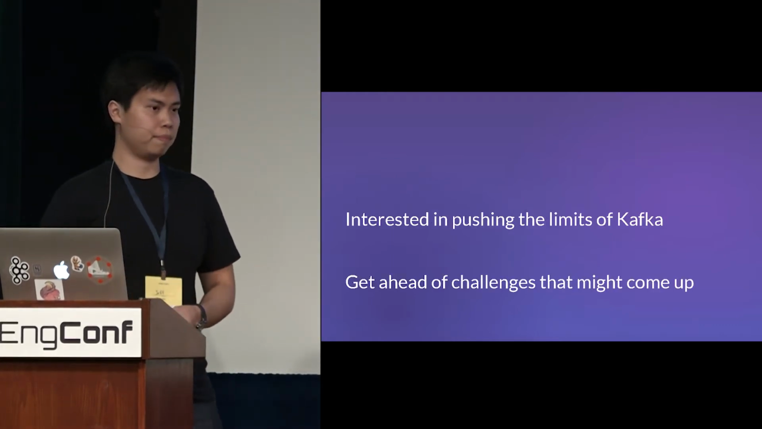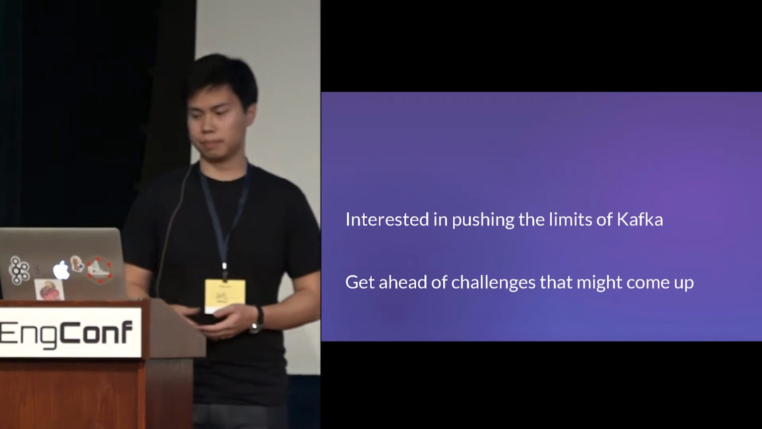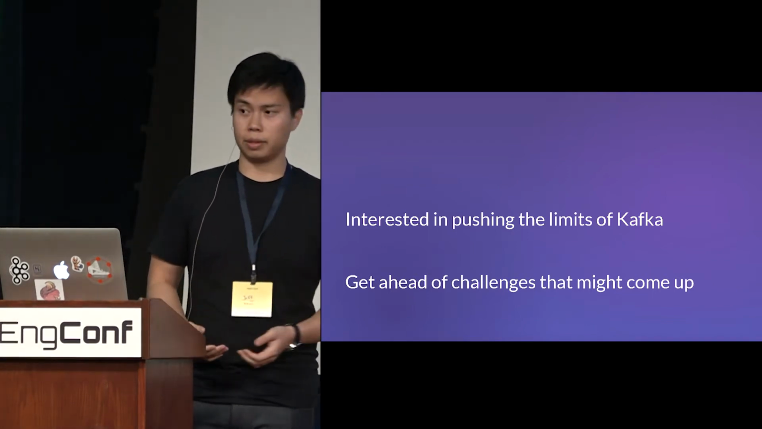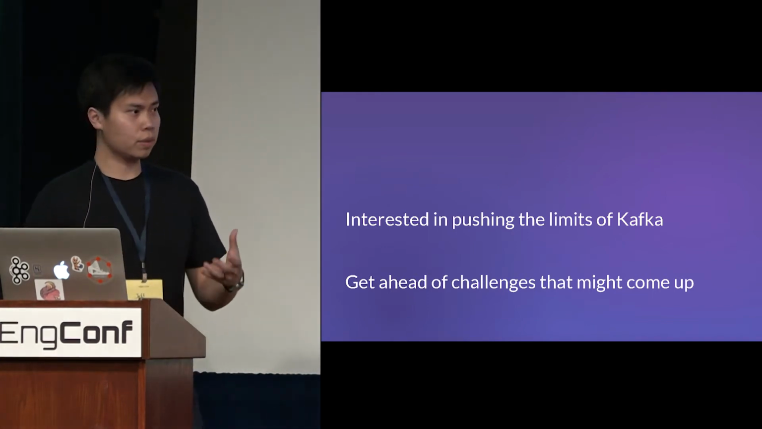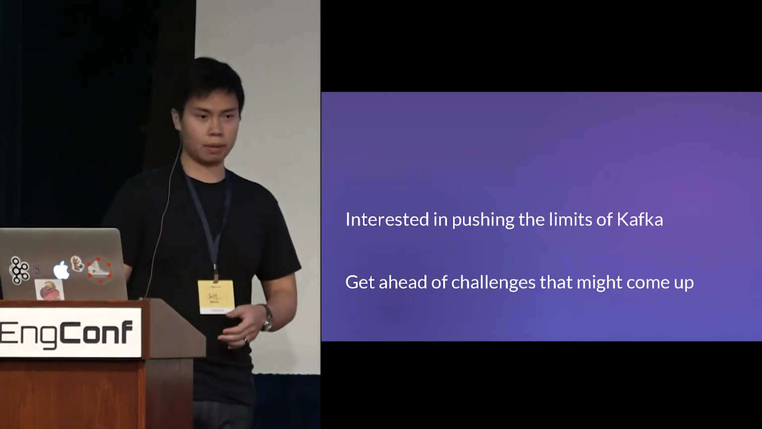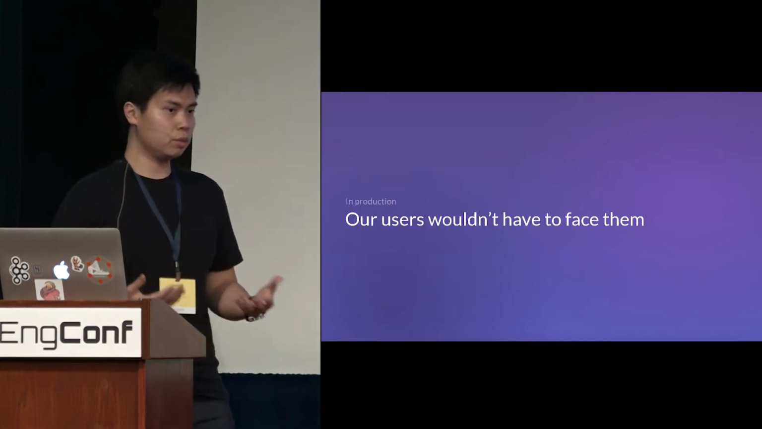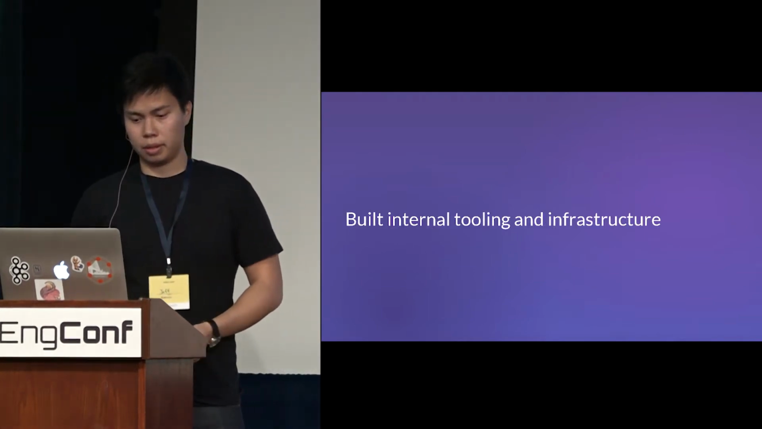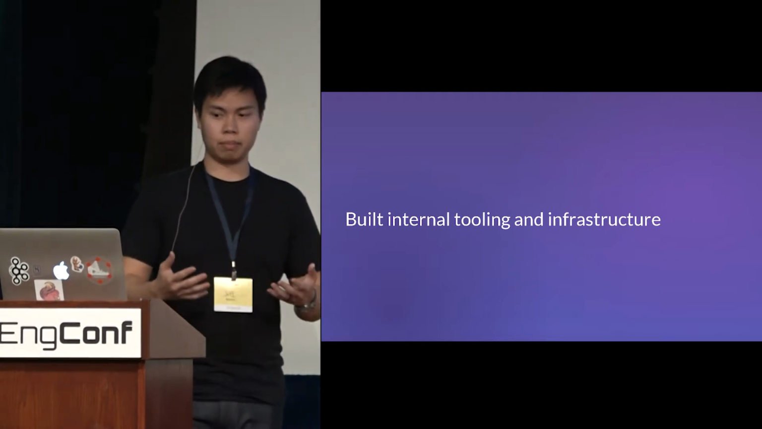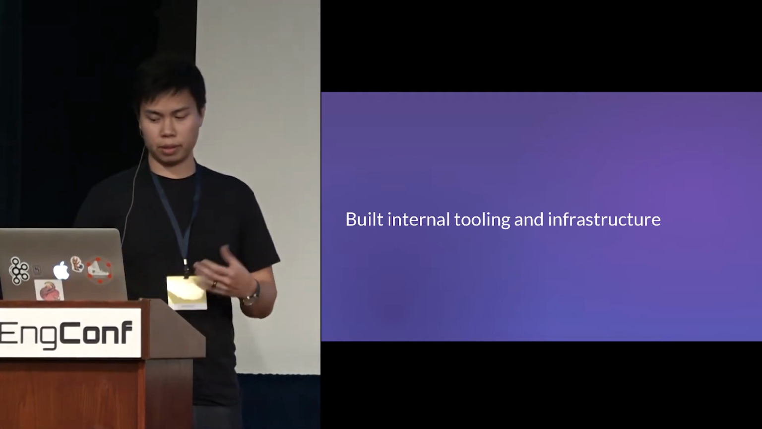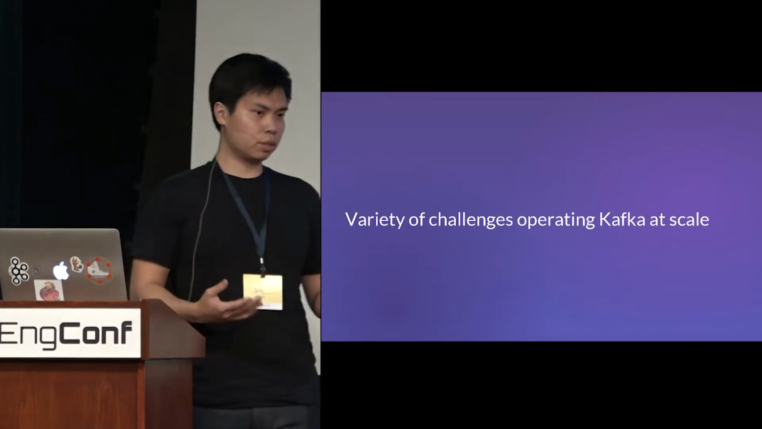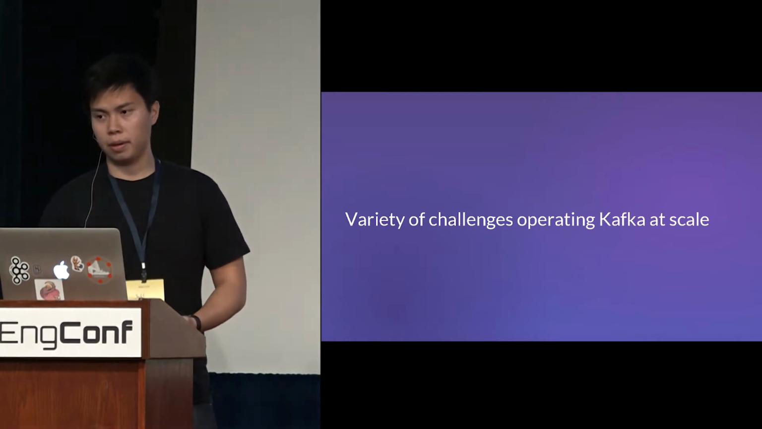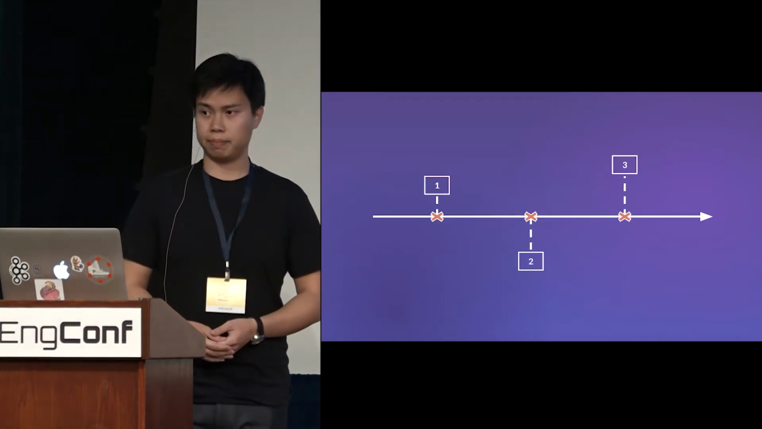So this is great, but it took a lot of work to get here. And we were specifically interested in pushing the limits of Kafka at scale so that we could get ahead of any potential challenges that might come up so that our users wouldn't have to face them in production. So what did we do? We went out and built tons of internal tooling and infrastructure around these cases that eventually surfaced a variety of challenges for operating Kafka at scale. In today's talk, we're going to cover 3 of them.